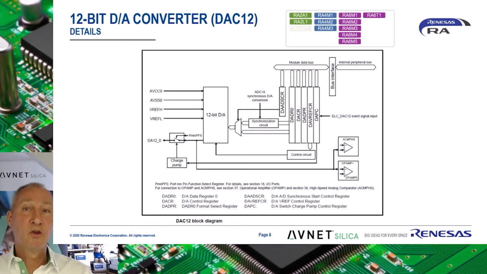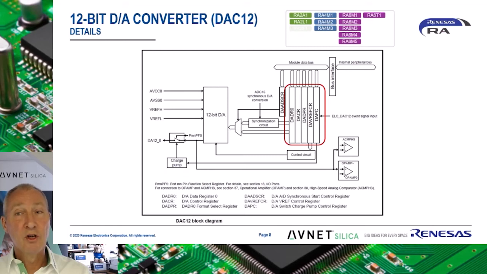Reviewing the DAC12 block diagram. AVCC0 and AVSS0 are analog inputs that power the block, while VREF-H and VREF-L are the reference input voltages. These can be tied to VCC and ground or an external reference voltage. DA12_0 is the single channel analog output of the DAC unit. The integrated charge pump enables the DAC to operate at VCC levels under 2.7 volts, as the RA2A1 can operate down to 1.6 volts.